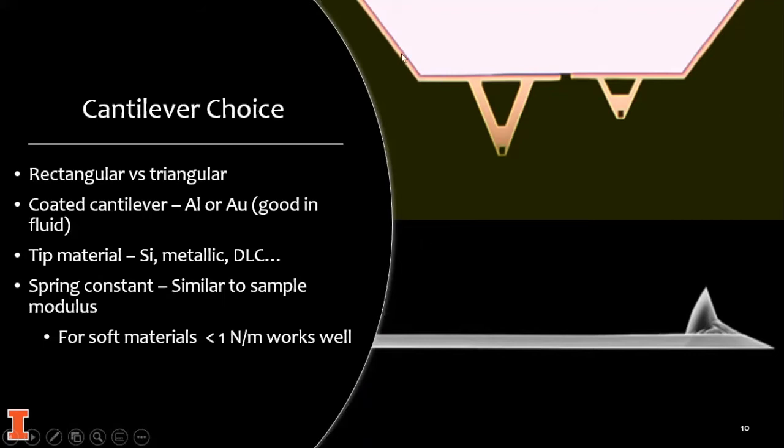A lot of these tips you can buy now have more than one cantilever on the chip, so you could start with a softer one, and if that's not working, then you can easily move to the other. So definitely take advantage of that as well. But in general, I've found that a lot of these soft materials, less than 1 Newton per meter spring constant, seem to work pretty well.